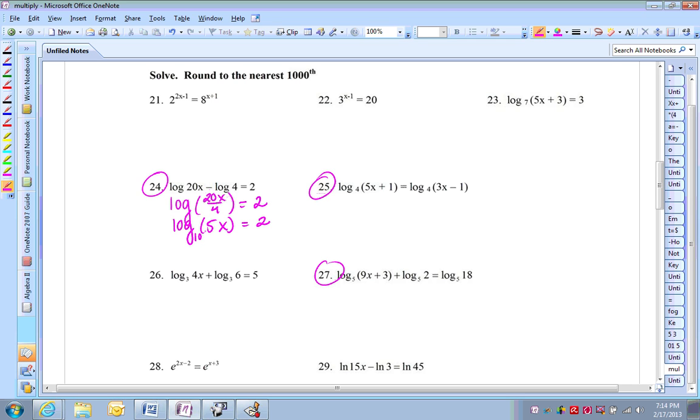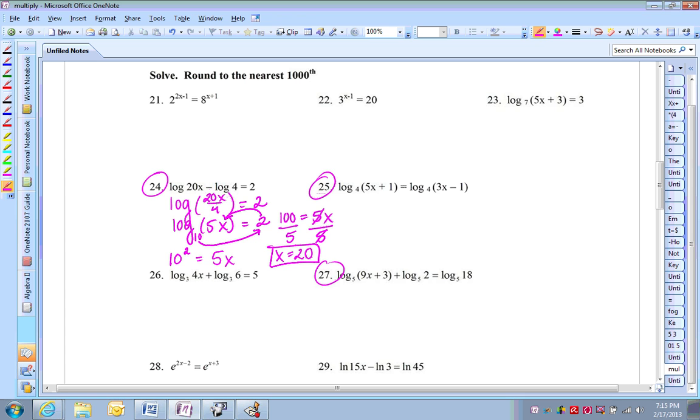So then, in order to get rid of this log, remember we're wanting to solve for x, so we need to get rid of this logarithm. We need to switch to an exponential. So we start with our base, pick up our 2, and then go back to the 5x. So we write this as an exponential equation to be 10 squared equals 5x. So 100 equals 5x, and then we divide both sides by 5 to get the x by itself. So x equals 20.